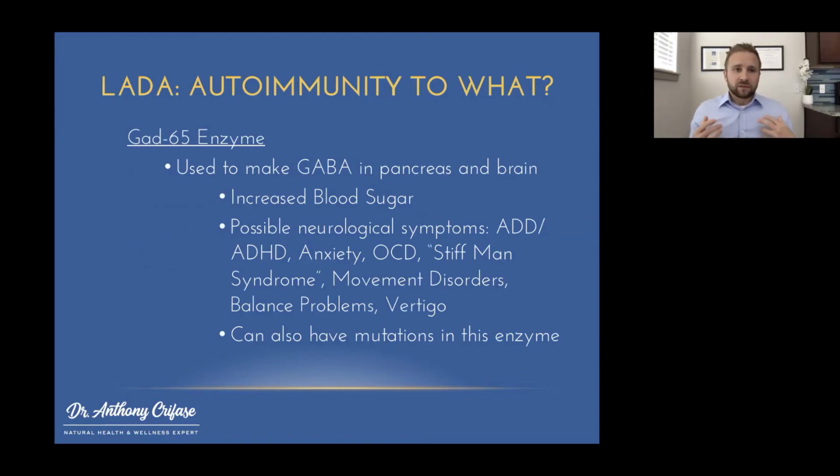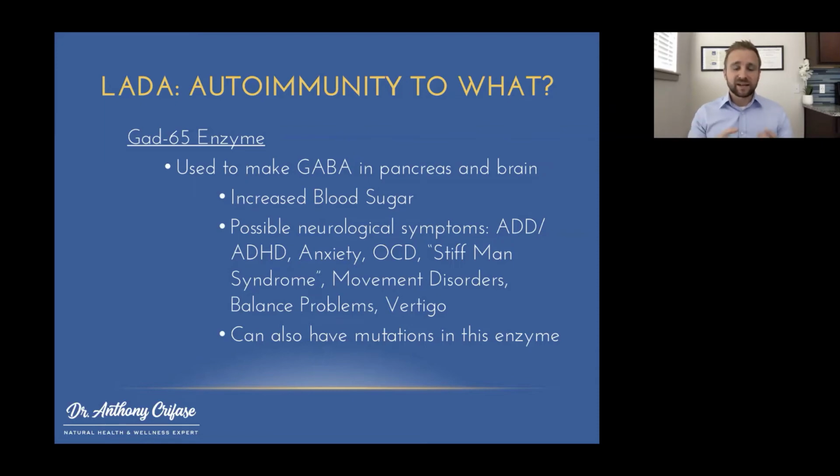Now, latent autoimmune diabetes in adults has autoimmunity, but autoimmunity to what? It has autoimmunity to the pancreas, and this deals with what's known as the GAD or GAD65 enzyme. The GAD65 enzyme is used to make what's known as GABA, which is a neurotransmitter in the pancreas and brain. Okay. Now, GABA is the body's most abundant inhibitory neurotransmitter, and it's very important to help to regulate and keep our bodies in a healthy, what's known as parasympathetic rest or digest state.